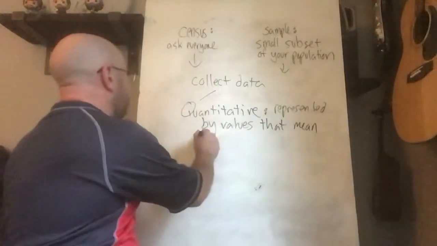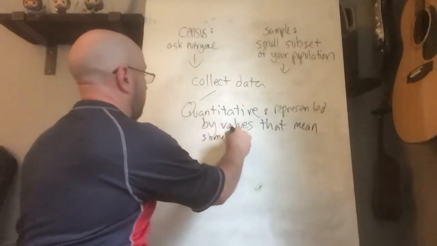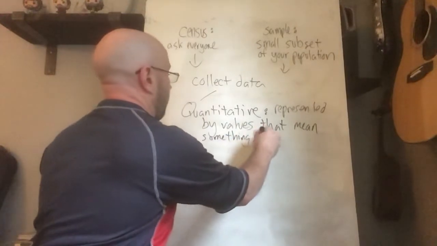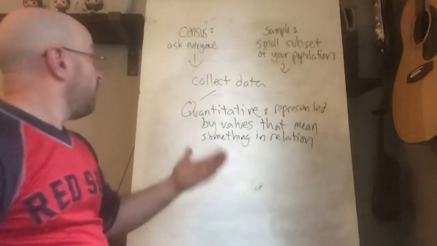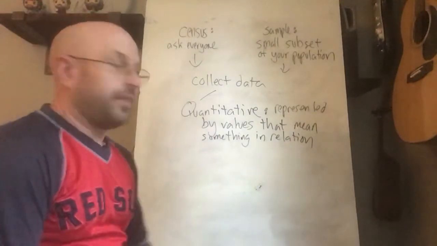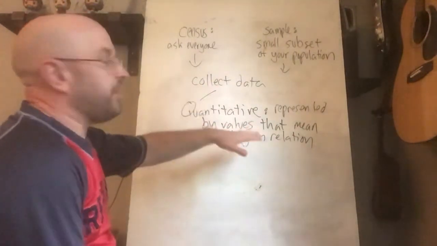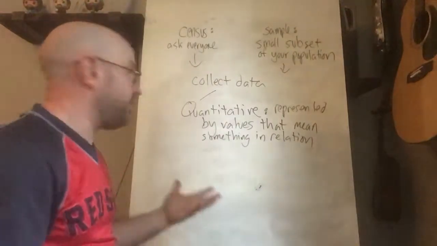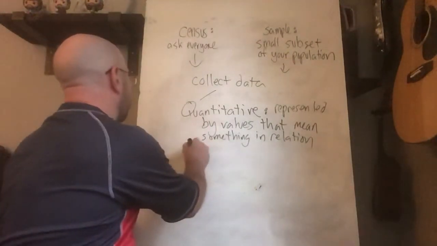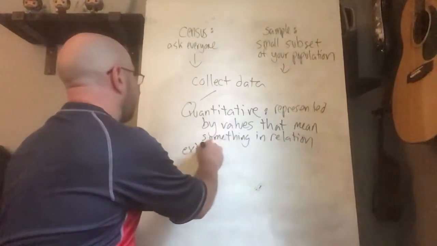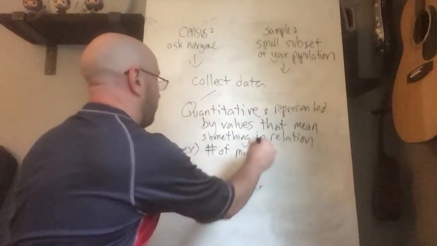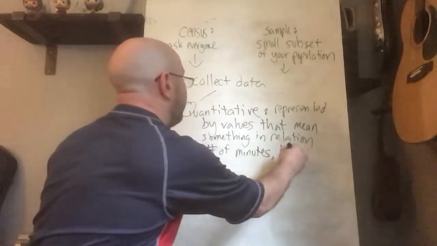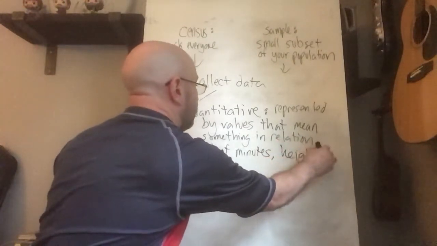I'll say mean something in relation. So let's see, quantitative data. That would be like if we're talking about screen time, right? Because you get an answer in minutes. Some examples would be number of minutes, height, that would be quantitative data.